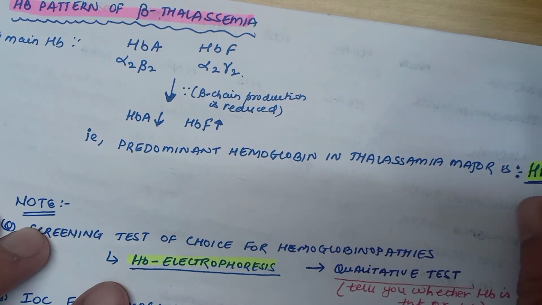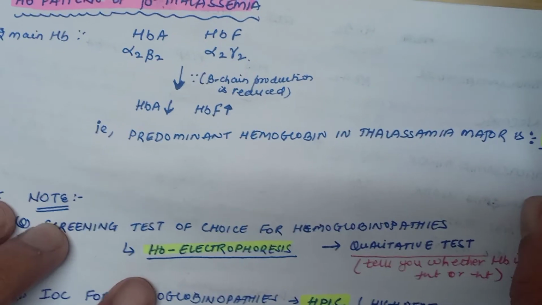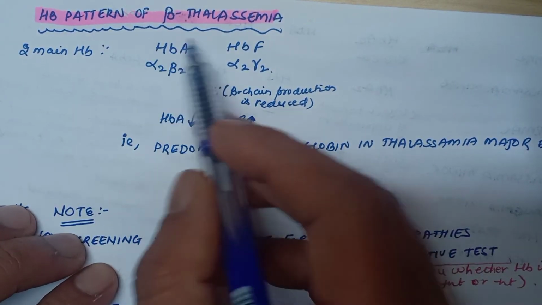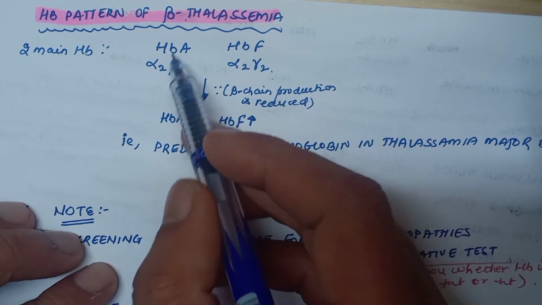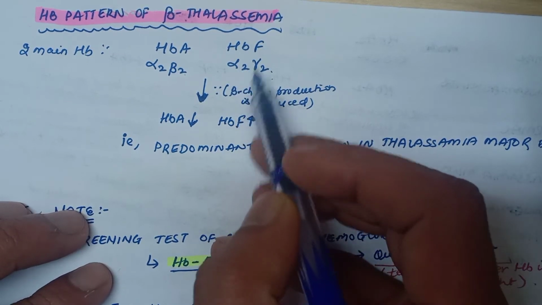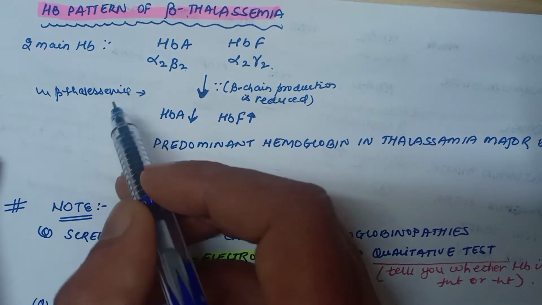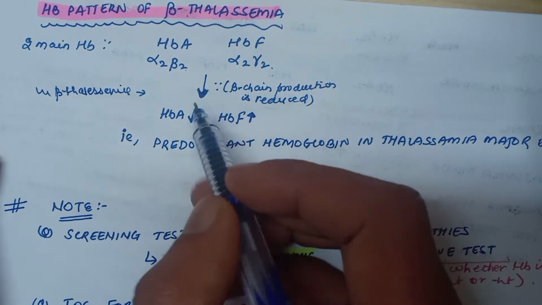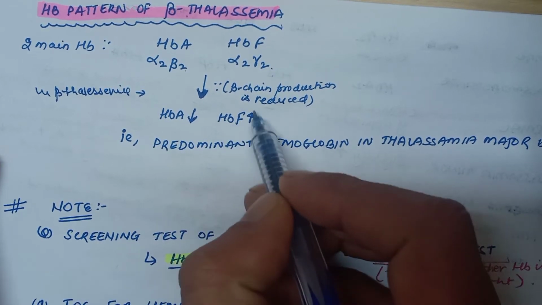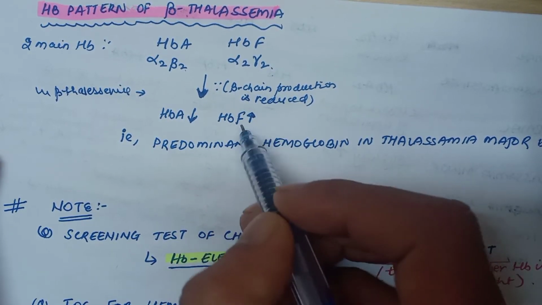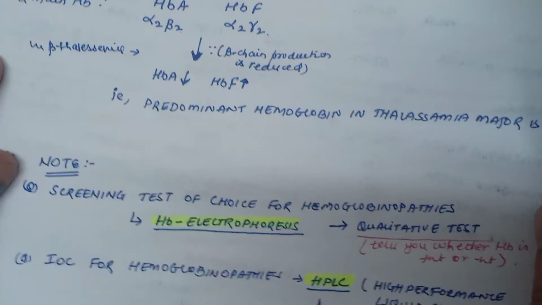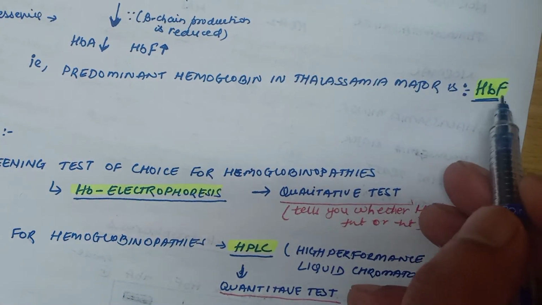Coming to the hemoglobin pattern of beta thalassemia, there are two main hemoglobins, that is hemoglobin A and hemoglobin F. So hemoglobin A will have alpha 2 and beta 2 and hemoglobin F will have alpha 2 and gamma 2. In beta thalassemia, as the beta chain production is reduced, there will be reduced level of HbA and increased level of fetal hemoglobin, that is HbF. So we can say that the predominant hemoglobin in thalassemia major is fetal hemoglobin, HbF.